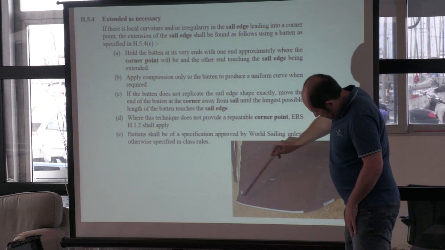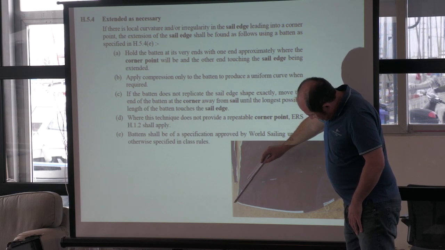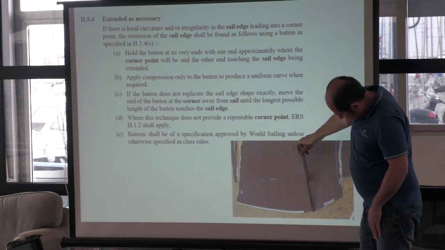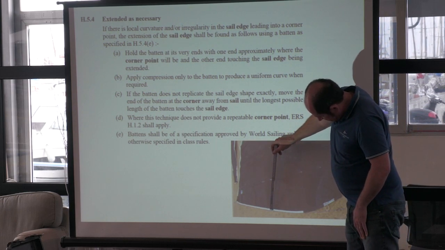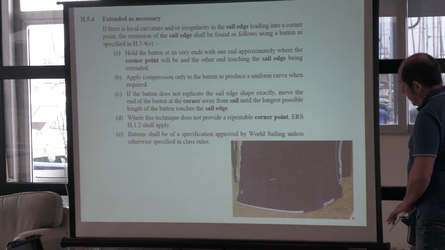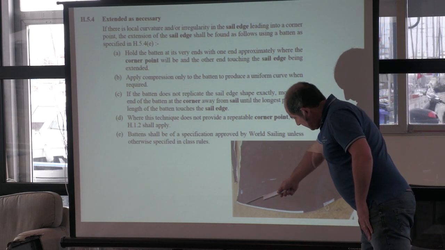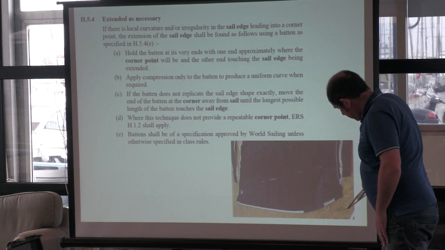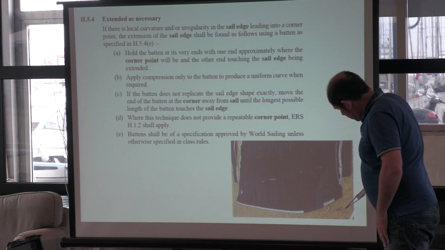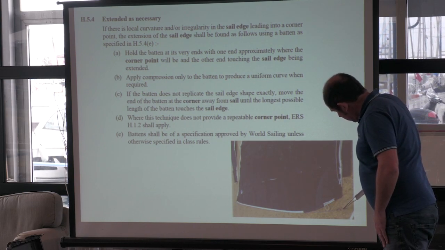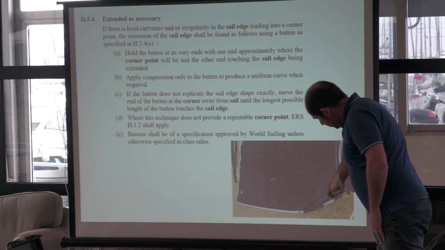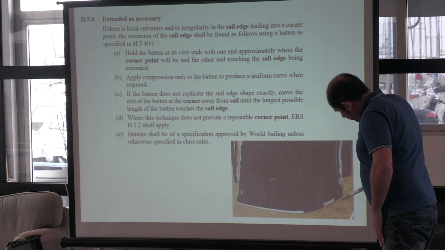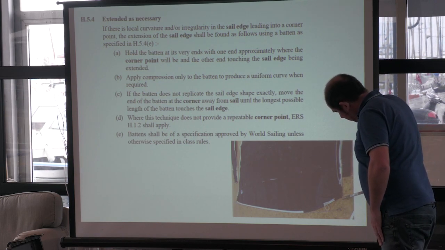For instance, here you have a tack point here, clew point here, and you see well that the curve of the sail is not regular. You will have to extend the general curve of the sail like this. And the clew point, the reference clew point, will be at the intersection of this extension and the leech extension.